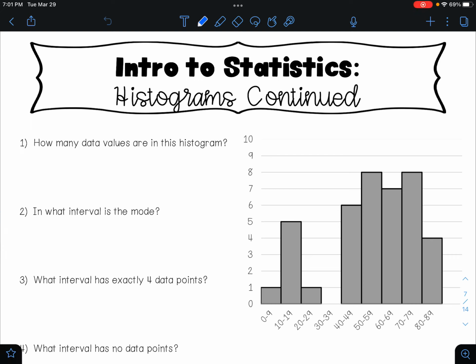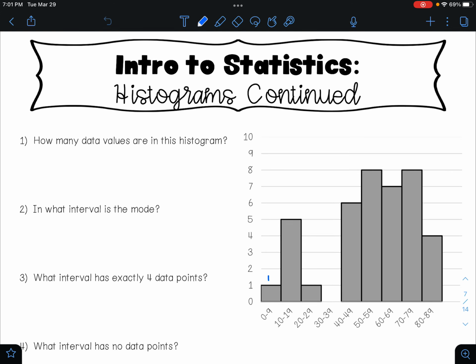In this video, we are going to continue to develop our skills with histograms. Question 1 says, how many data values are in this histogram? Well, here we have a frequency of 1. This one we have a frequency of 5. Here we have a frequency of 1.